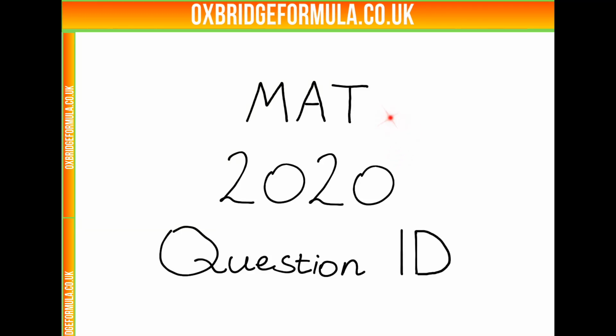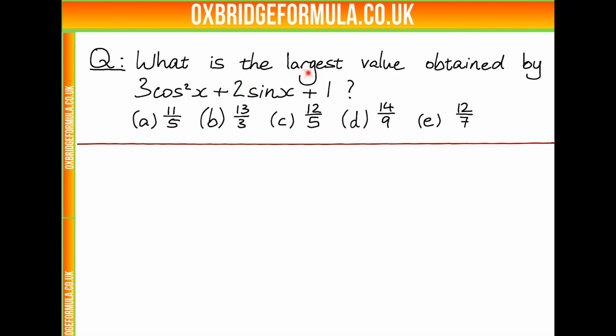Welcome to the 2020 MAT question 1D. The question asks us to find the largest value obtained by the expression 3 cos squared x plus 2 sin x plus 1. It gives us the options A 11 fifths, B 13 thirds, C 12 fifths, D 14 ninths, and E 12 sevenths. Pause the video and have a go at doing this for yourself.